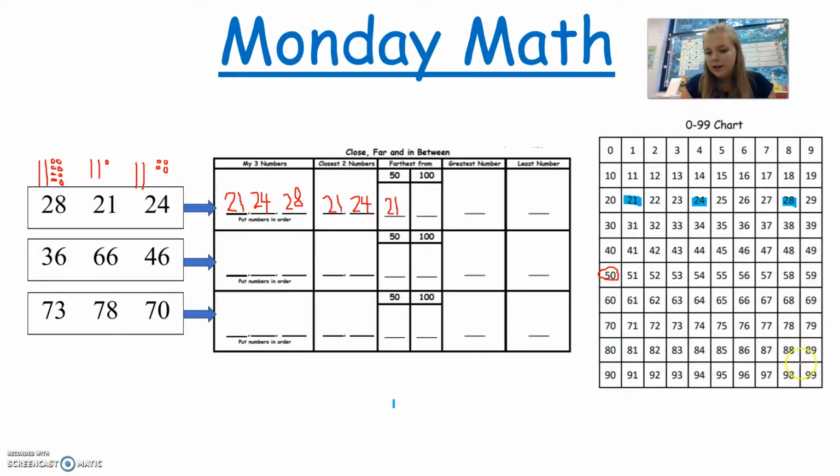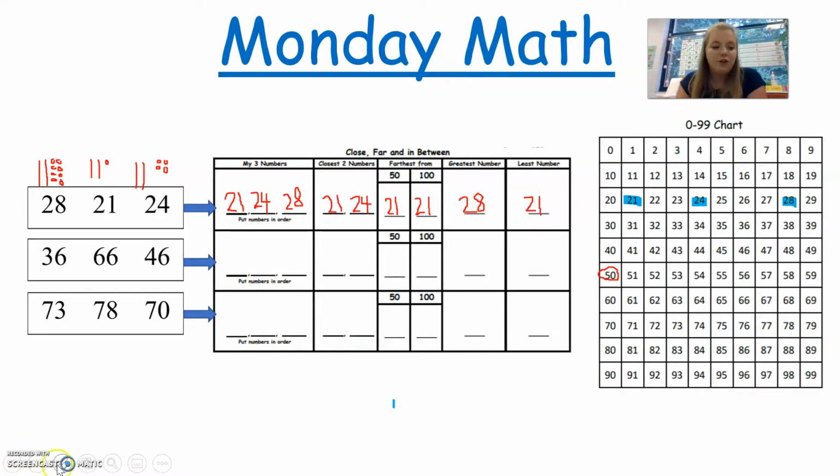Let's find 100. It wants to know which one's furthest from 100. So 100 would be after 99. So which one is furthest away? That's right, that's 21 as well. So it's the same number. Alright, the greatest number. Which one is the greatest? Well, we already put them in order from least to greatest, so it was the greatest. That's right, 28. And which one was the least? That's right, 21. Good job.